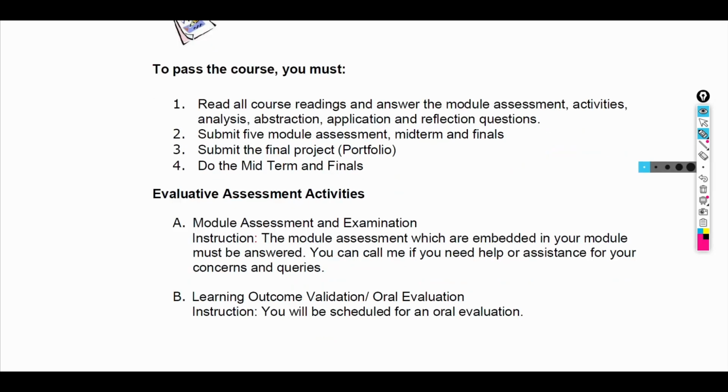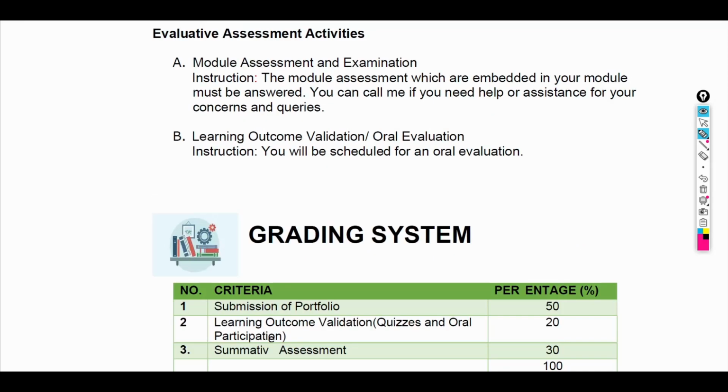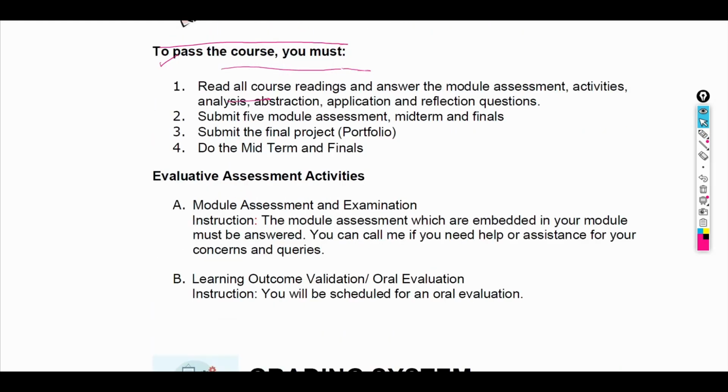So for evaluative assessment activities, module assessment and examination, as you can see in the grading system. Letter A, module assessment and examination. The module assessments which are embedded in your module must be answered.